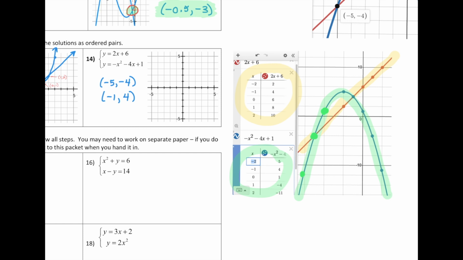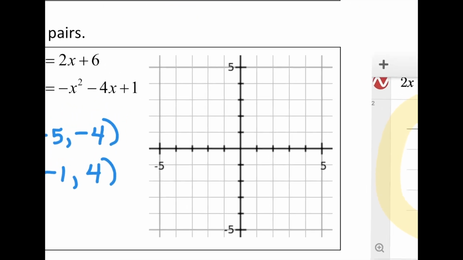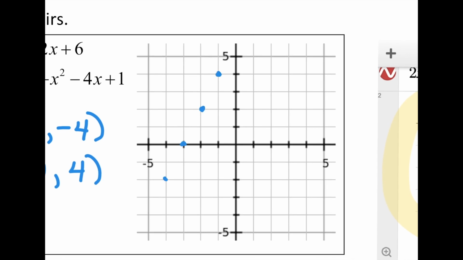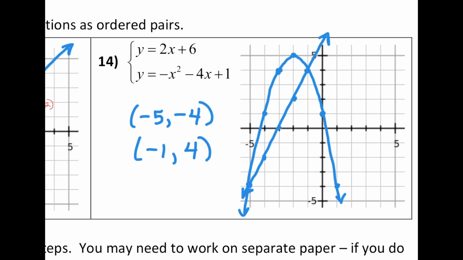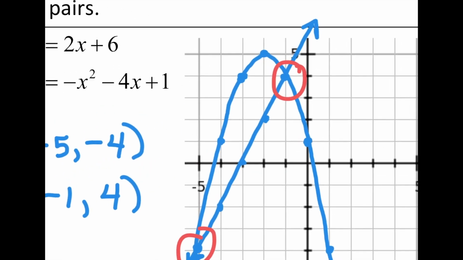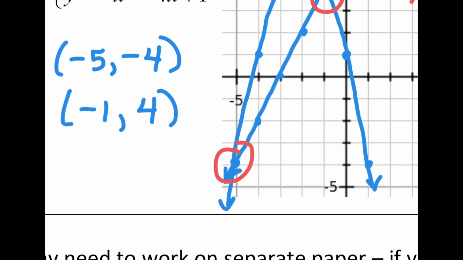I zoomed out at a weird degree here, but when you graph these, here's what you should see. And again, your solutions would be here, and this one is -1, 4, and this one is -5, -4.